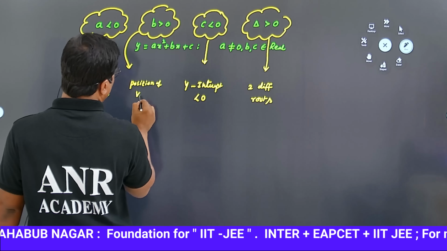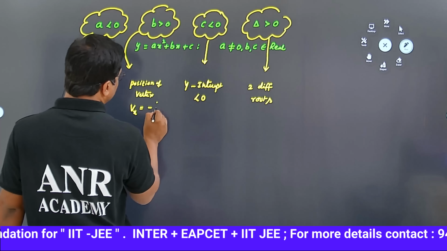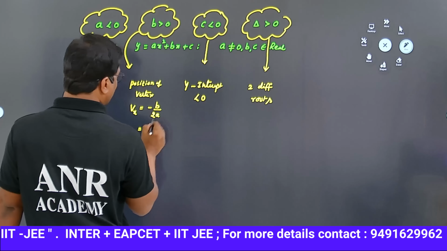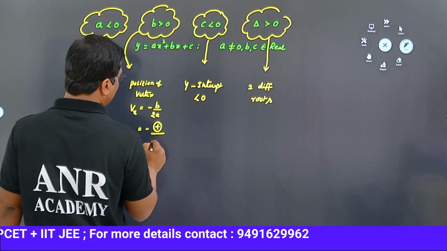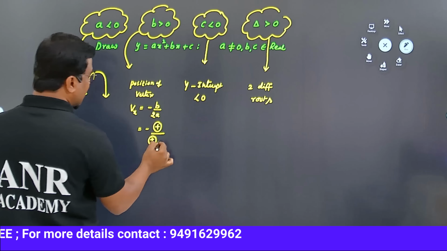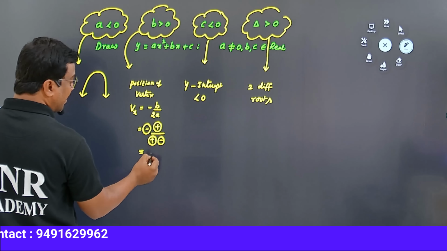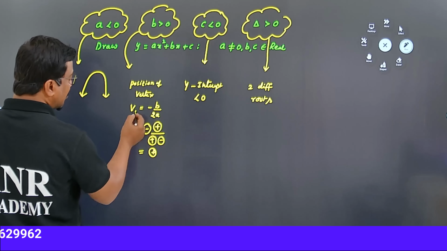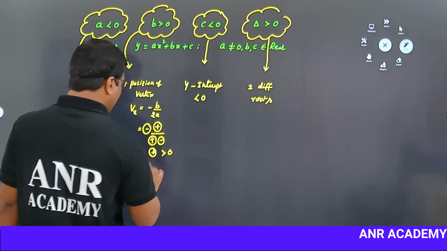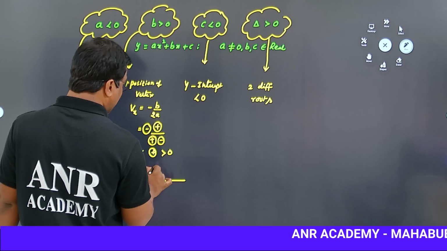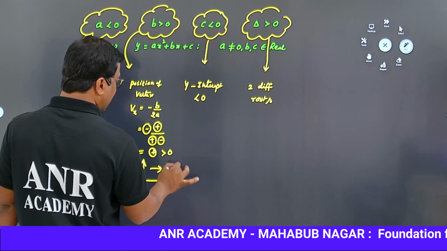Position of vertex, the vertex x coordinate is minus b divided by 2a. Minus sign already is there. B more than 0, positive in the numerator, 2 positive, a less than 0, that is negative. So minus into plus is minus, plus into minus is minus, finally it gives a positive result. So Vx should be more than 0. X coordinate should be positive, that means the vertex should be entirely on the right side of the y-axis. In this side the vertex exists.